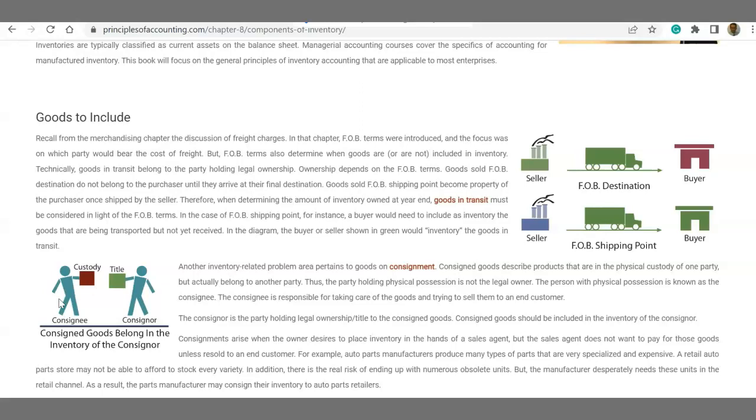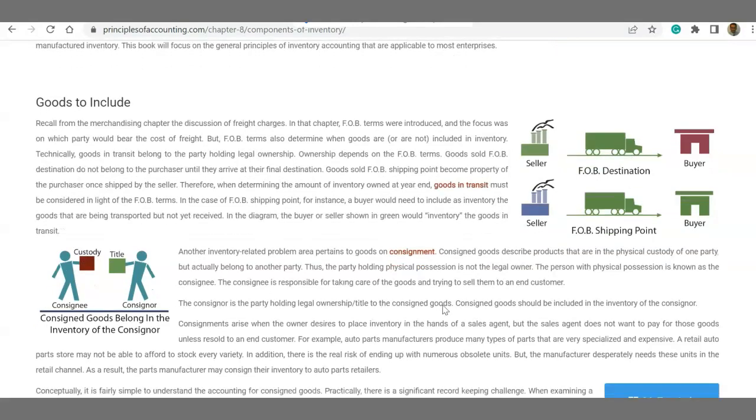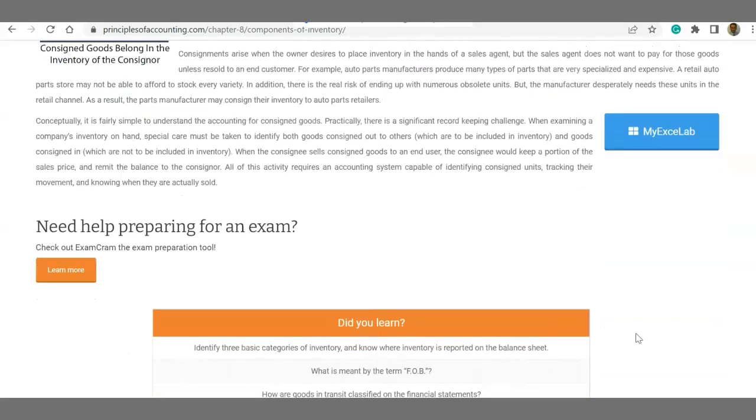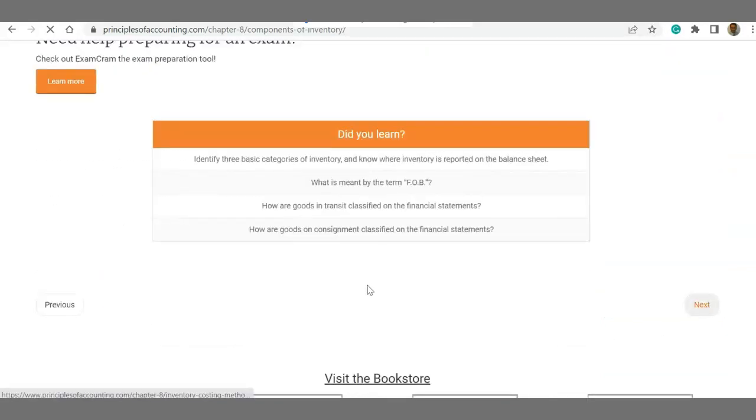Whenever the consignee sells it, he gets a small commission, and he pays the dollar amount back to the owner, who has the title. But as soon as it's sold, then it's sold. Other than that, the owner still has the title. Again, make sure you ask questions if something is confusing.